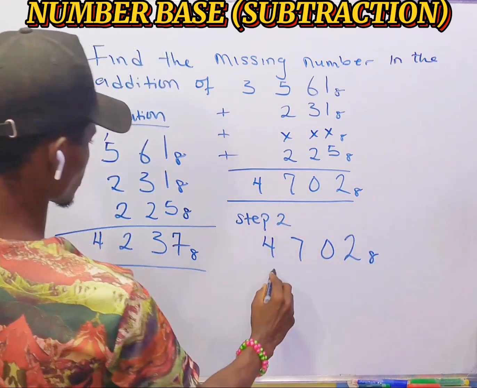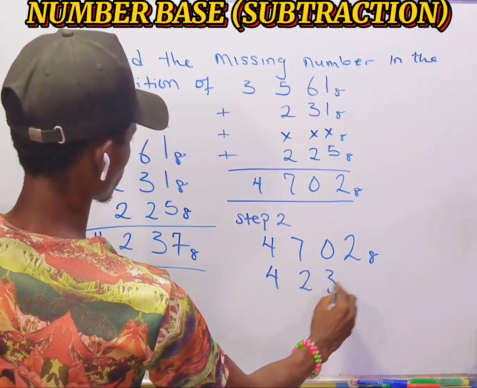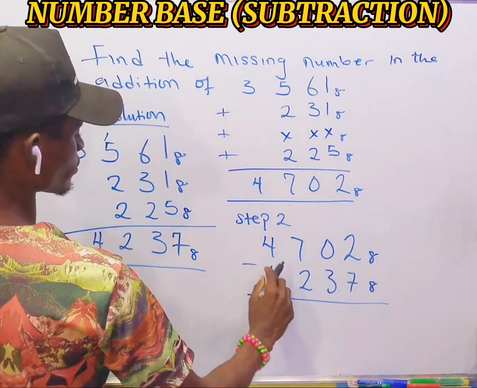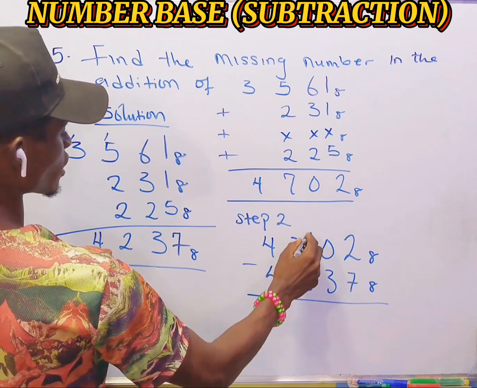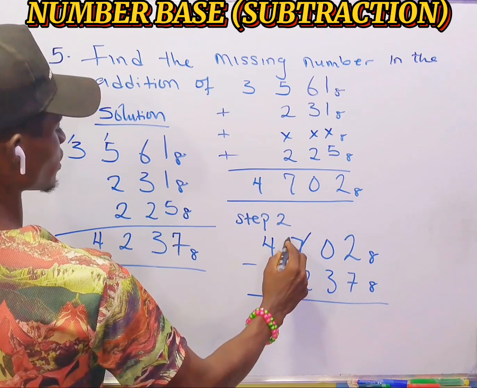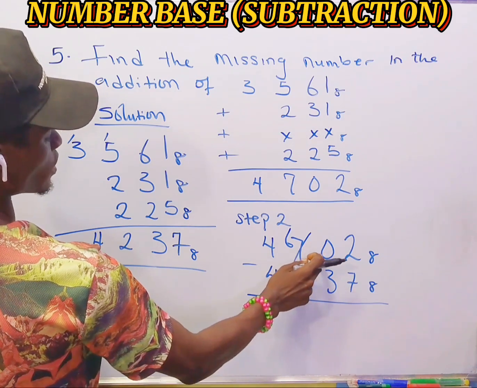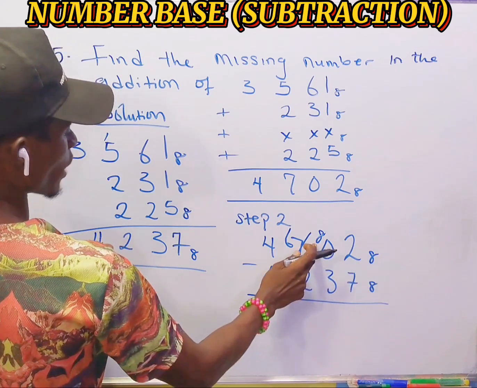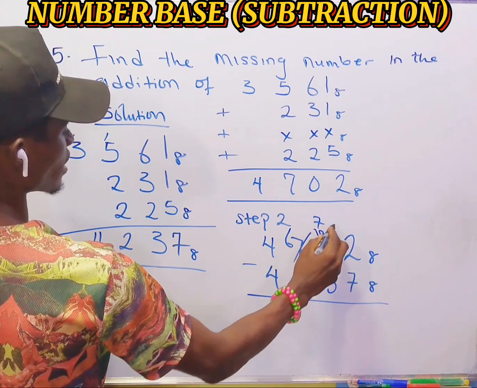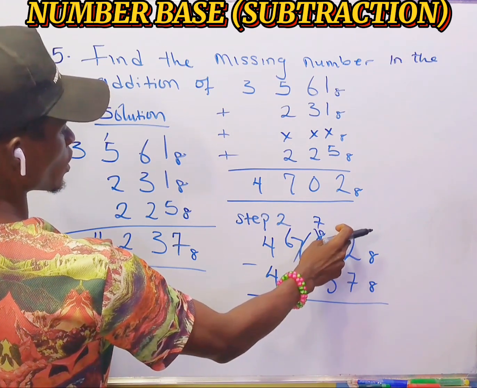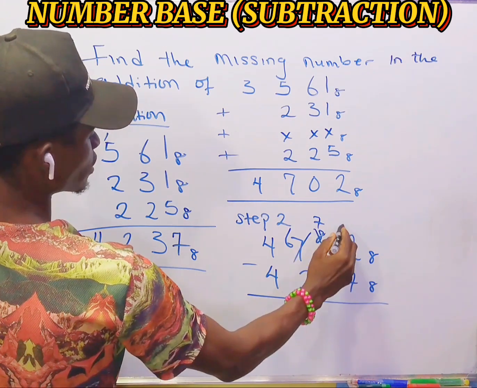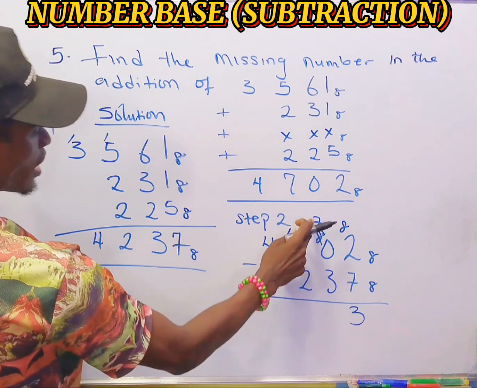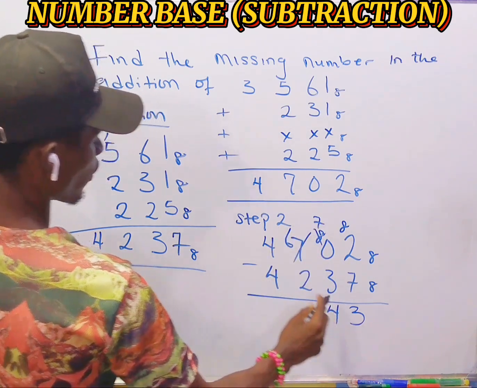4702 base 8 minus 4237 base 8. 2 minus 7 is not possible. So we go straight to 7. We take a 1 from 7. So 7 becomes 6. We add the 1 to 0. The 1 we are adding to 0 is in 8, since we are dealing with base 8. Now we also go to 8. We take away 1 from 8. 8 becomes 7. Now we also add the 1 to 2. And the 1 we are adding to 2 is in 8. So we have 8, which means 8 plus 2, 10. 10 minus 7, 3.